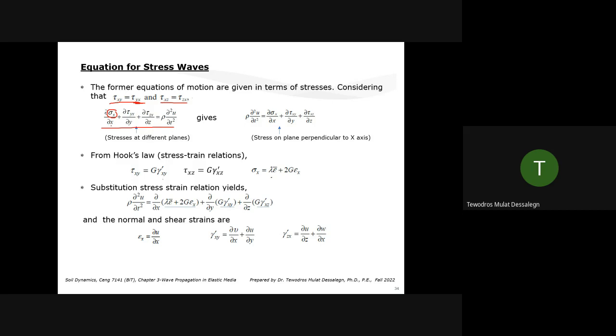Then what you'll get, you substitute here. This is stress at different planes. But if you substitute this equivalency, then what you get is stress on the plane perpendicular to the x-axis. U is the deformation, stress in the X, sigma XY, XZ. So these are forces on the x-axis plane.